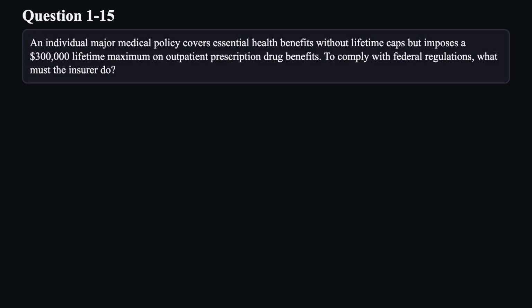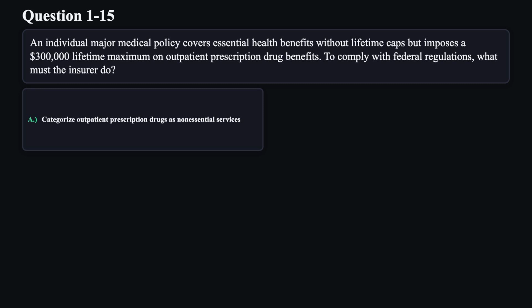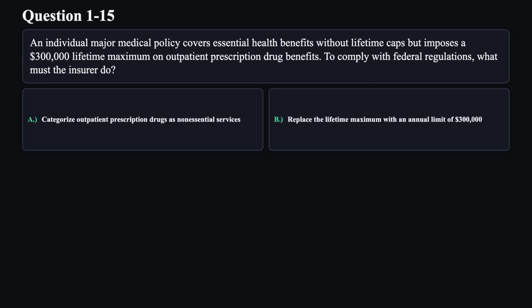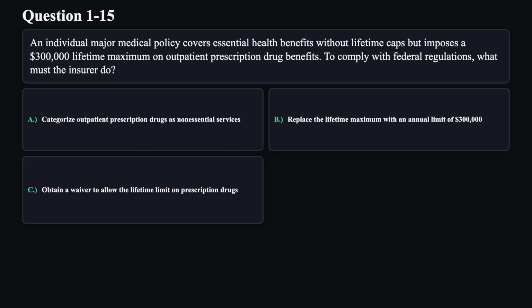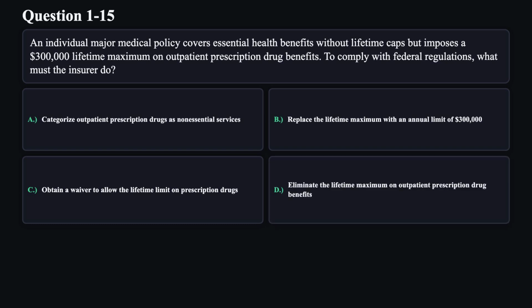Question 15. An individual major medical policy covers essential health benefits without lifetime caps, but imposes a $300,000 lifetime maximum on outpatient prescription drug benefits. To comply with federal regulations, what must the insurer do? A. Categorize outpatient prescription drugs as non-essential services. B. Replace the lifetime maximum with an annual limit of $300,000. C. Obtain a waiver to allow the lifetime limit on prescription drugs. D. Eliminate the lifetime maximum on outpatient prescription drug benefits.